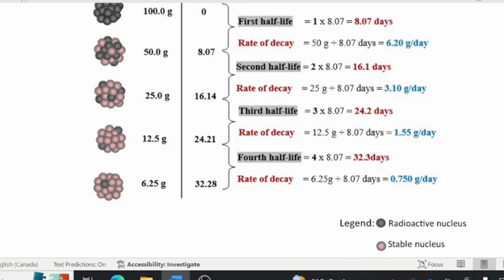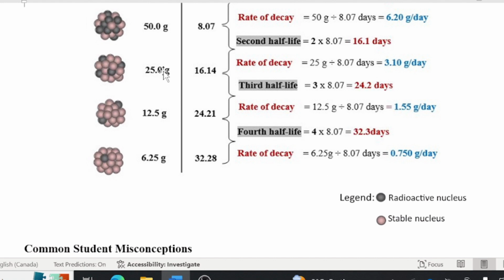The rate of decay for the third half-life now is moving from 25 to 12.5. So we're taking 12.5, I divide by the half-life here, and I can see that is the rate of decay. Look how the rate of decay changes as time goes by. The reason for that is that the number of radioactive nuclei gets less and less, and therefore the rate of decay decreases with time.